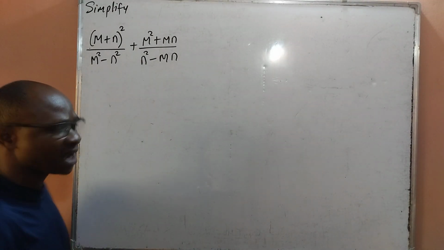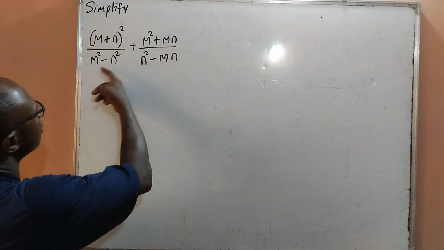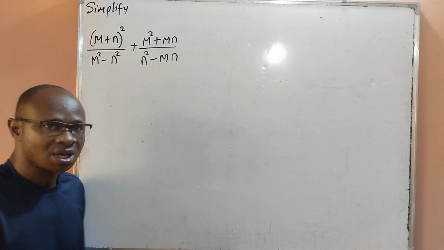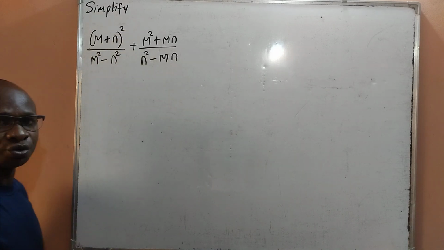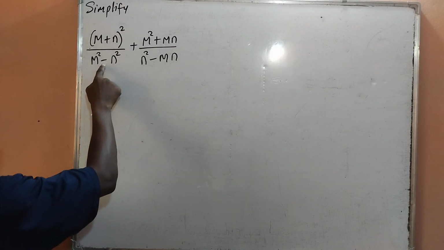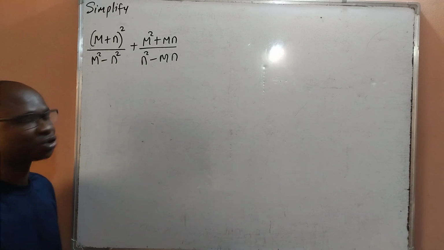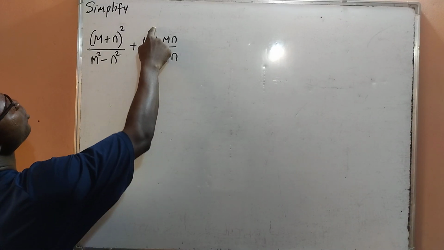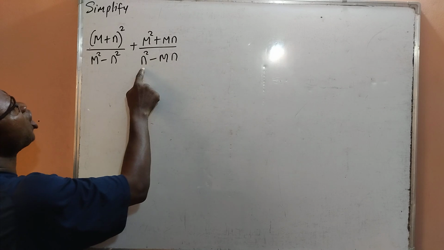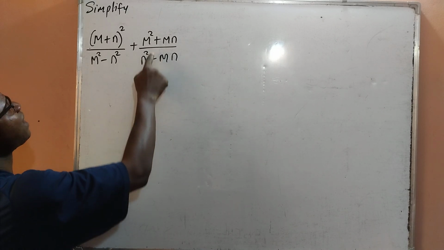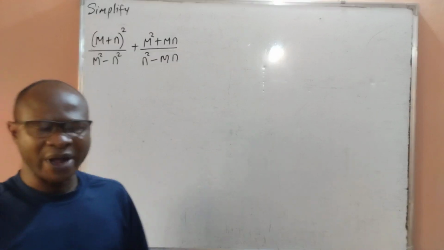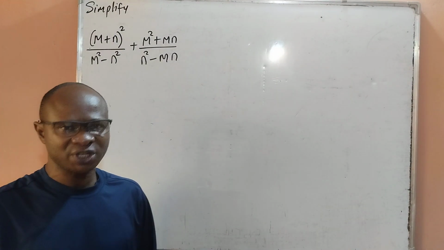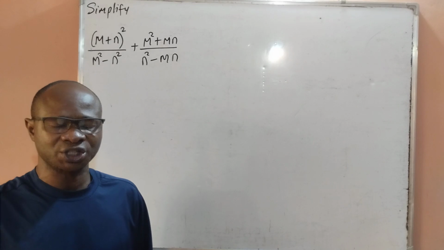In today's math class, we shall be taking an algebraic simplification. Here we are given (m plus n) to the power of 2, divided by m to the power 2 minus n to the power 2, plus (m to the power 2 plus mn), all divided by n squared minus mn. Kindly watch this video to the end. We are going to make it as simple as possible, with a thorough explanation.